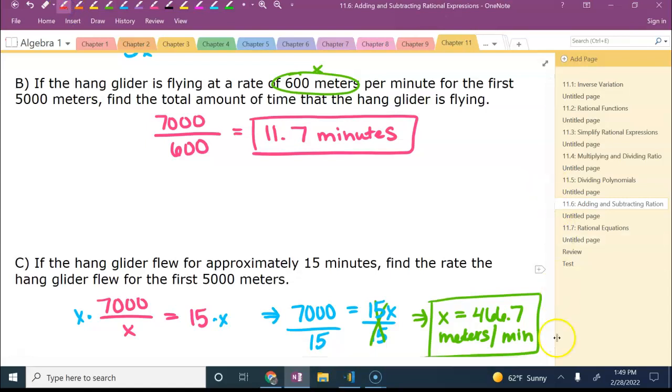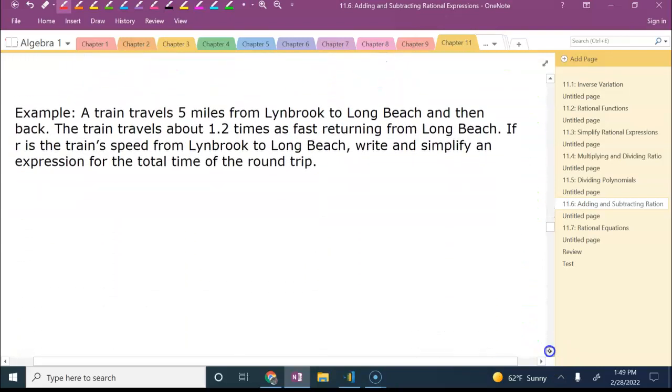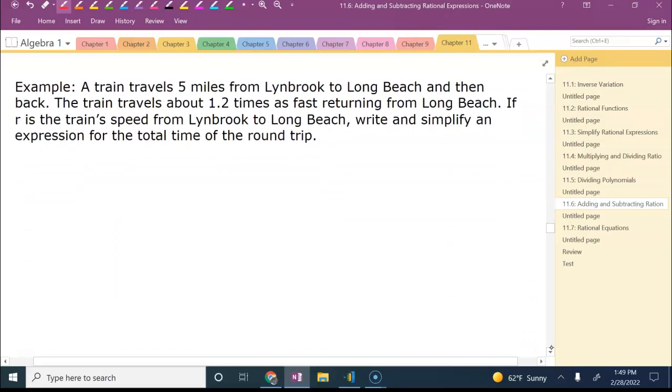All right, so let's take a look at another example here together, similar to what we just did there. It says that a train travels 5 miles from Lynbrook to Long Beach and then back. The train travels about 1.2 times as fast returning from Long Beach. If r is the train speed from Lynbrook to Long Beach, write and simplify an expression for the total time of the round trip. So again, I'm using my manipulated expression where t, time, is equal to the distance divided by the rate.